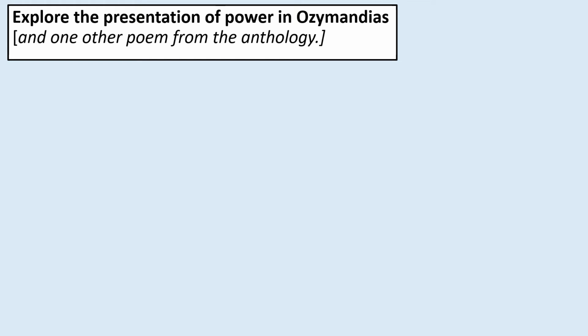So the first thing with this question, and with any question in any English exam, language or literature, we look at the words we need to annotate, the important words. And the important word in this is power. That's what they're asking us to do. Talk about power in Ozymandias. How is it presented?